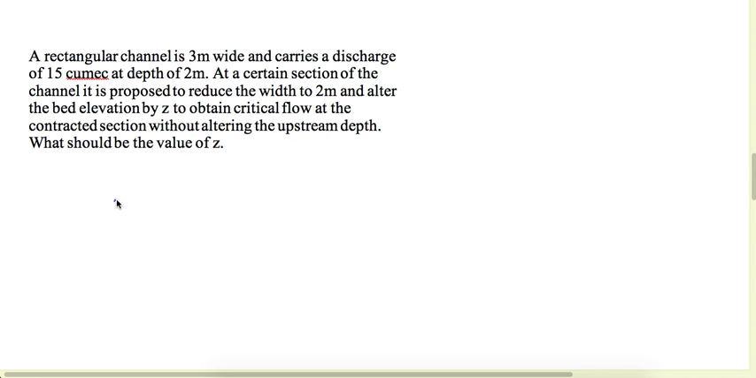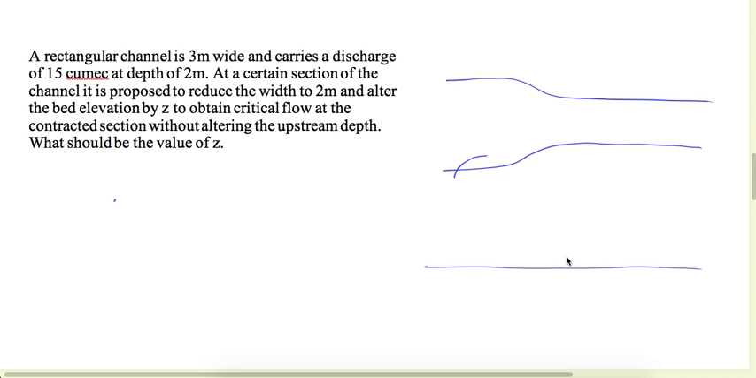So here both the things are happening. Here it is something like this. In the plan there is a reduction in the channel width, and in the elevation there is a hump also. So these two things are such that the contracted section is, what it is saying is, to obtain critical flow at the contracted section. So at this section it should be critical flow.